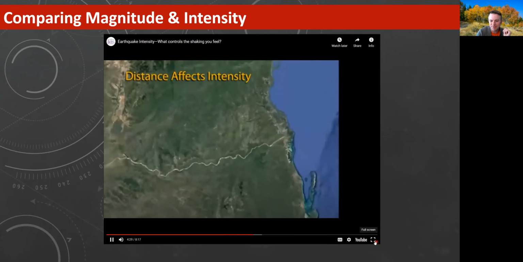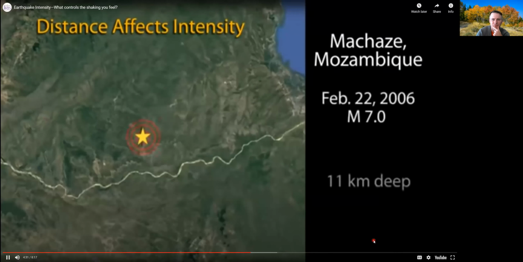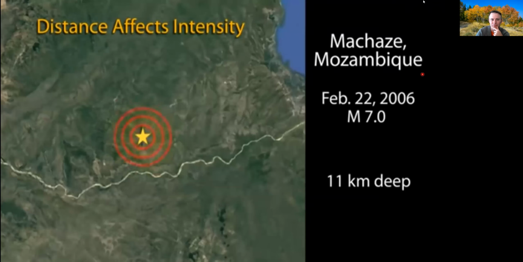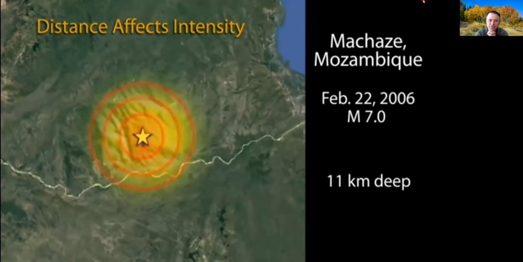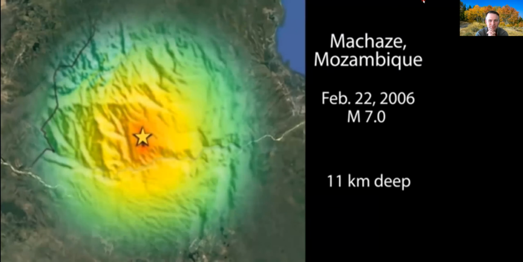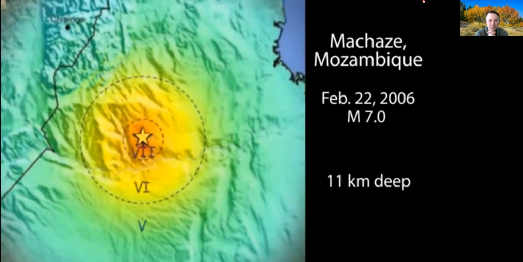Now let's examine how intensity of ground shaking is controlled by distance from the earthquake. This shake map for a magnitude 7.0 earthquake in Mozambique nicely illustrates a bullseye map pattern, with intensity decreasing with distance along the surface away from the epicenter, just like the light from a lamp is less bright the farther away we are from the lamp. By analogy, we expect shaking to decrease as distance increases away from the earthquake.